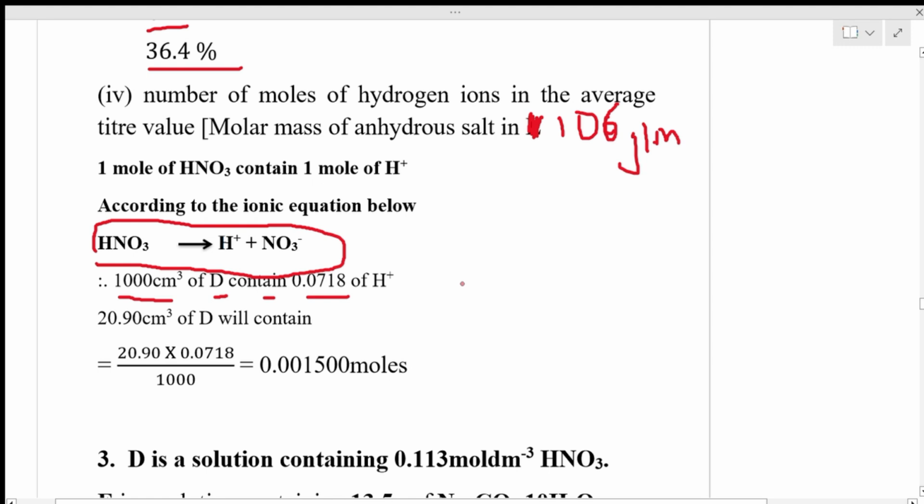Now that means 20.0 cm³ of D will contain what? I want to say 20 multiplied by 0.08 mole, divided by 1000. That gives us 0.01500 moles of hydrogen ion. Excellent. Hope you are enjoying the class.